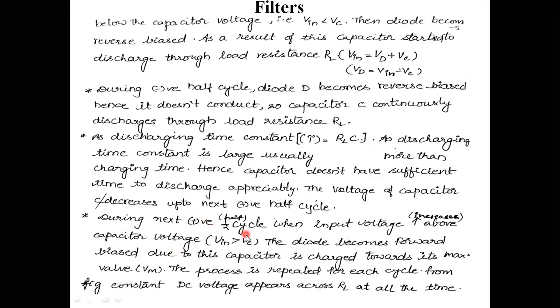During the positive half cycle, when the input voltage increases above the capacitor voltage, Vin greater than Vc, the diode becomes forward biased. Due to this, the capacitor is charged towards its maximum value Vm. This process is repeated in each half cycle, and a constant DC voltage appears across RL all the time. For the positive half cycle we take charging time, and for the negative half cycle discharging time.